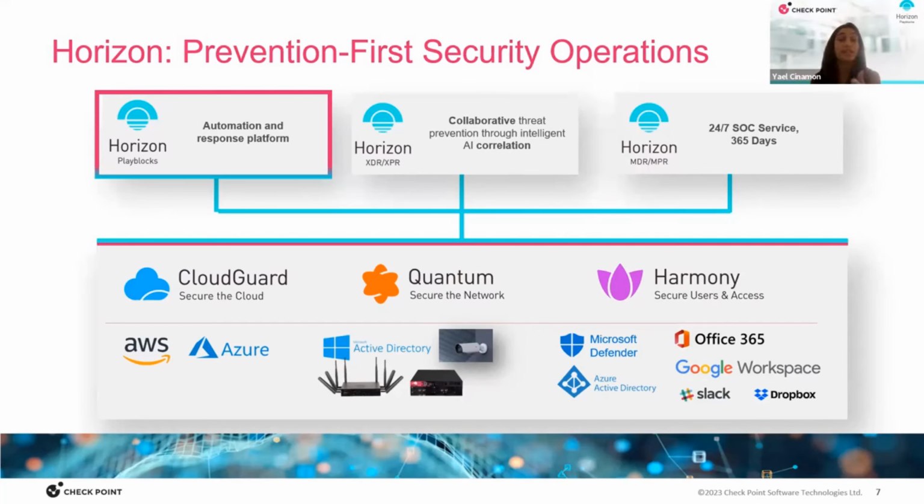So we have Horizon MDR, which is managed by Checkpoint experts as a service 24/7, and that is more appropriate for customers that want to exclude the responsibility elsewhere and want to give Checkpoint experts the management of their environment or some of the environment. They need help with that. So we have the MDR, we have Horizon XDR, the brain of collaborative threat prevention through intelligent AI correlation.